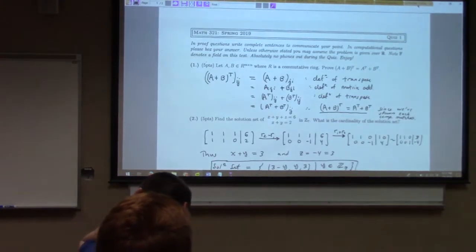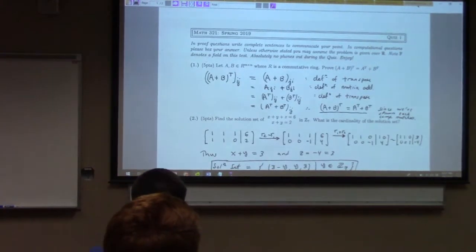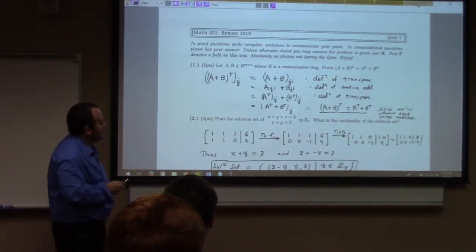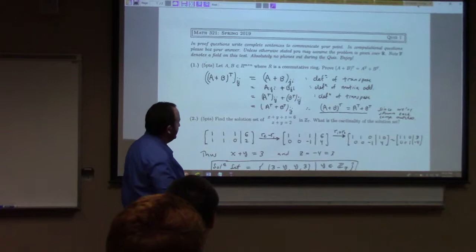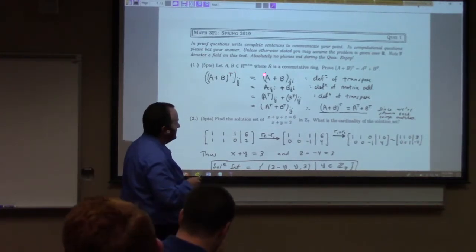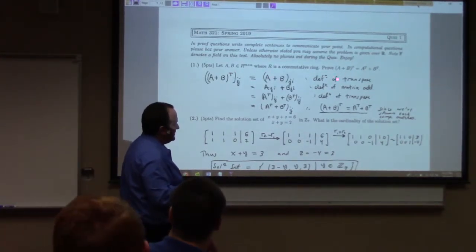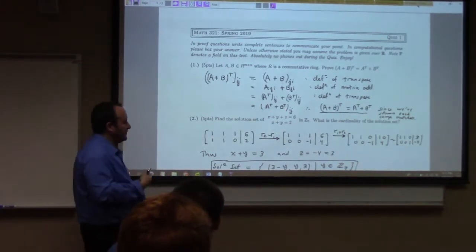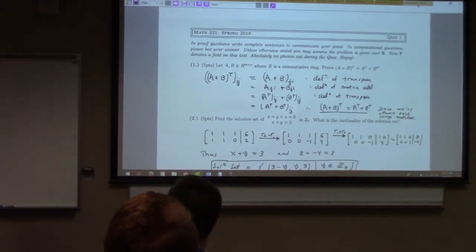All right, so let's talk about it. To prove that (A + B) transpose is A transpose plus B transpose, we just look at the ijth component and appeal to the definition of transpose and matrix addition. Since we can prove it for all i, j, that suffices to prove that the identity is true.